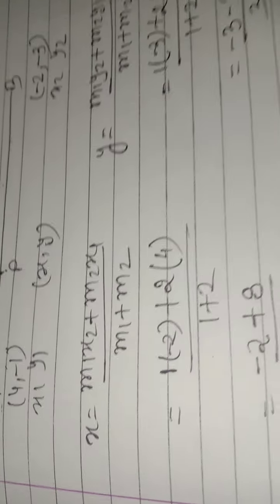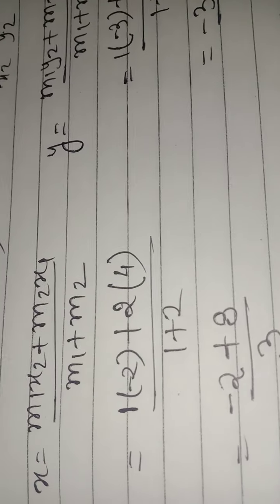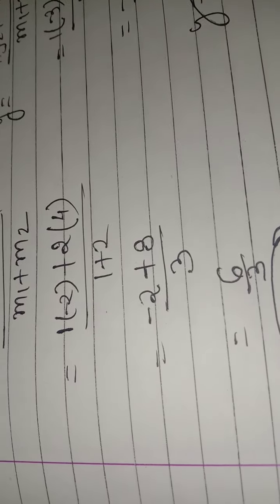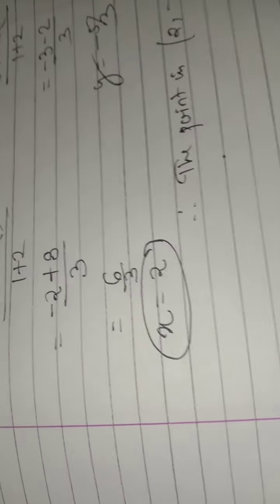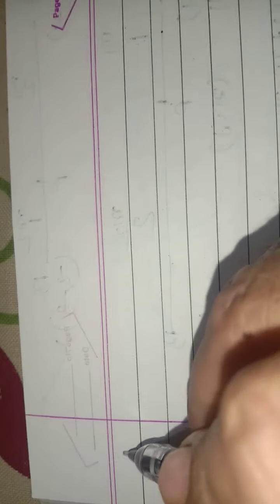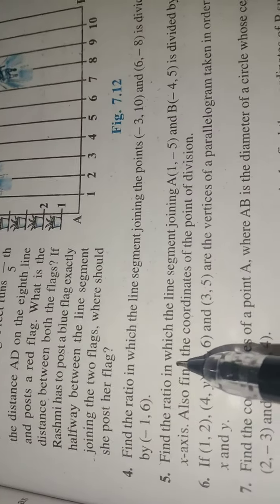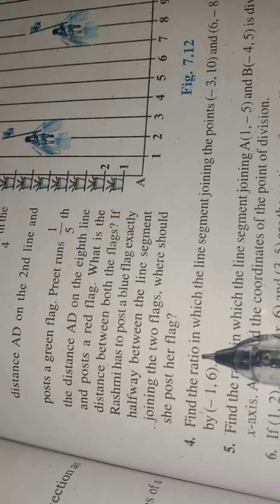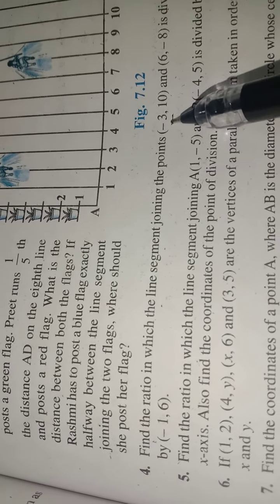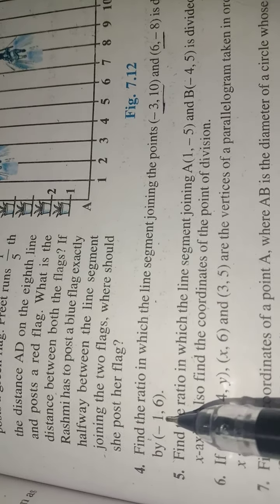So question number 3 there is no need to do. Okay, I am going to do question number 4. Question 3, if you want to do it you can, otherwise it is not necessary. See what question number 4 is here. Find the ratio in which the line segment joining the points is divided by minus 1/6.